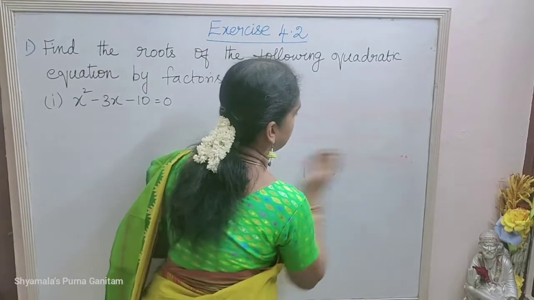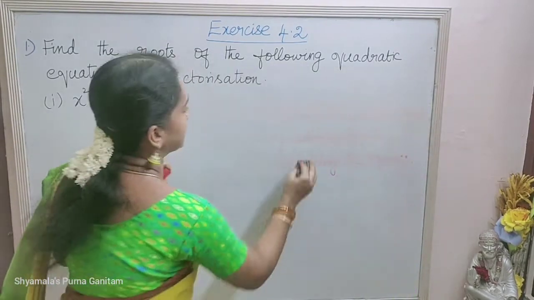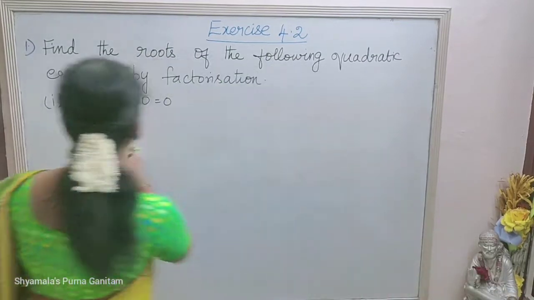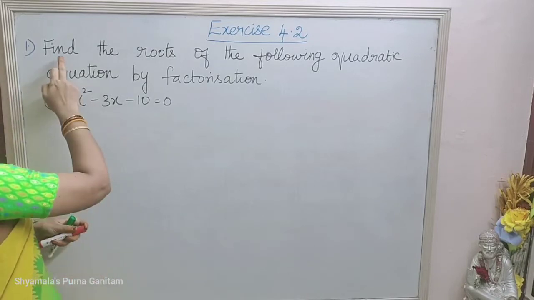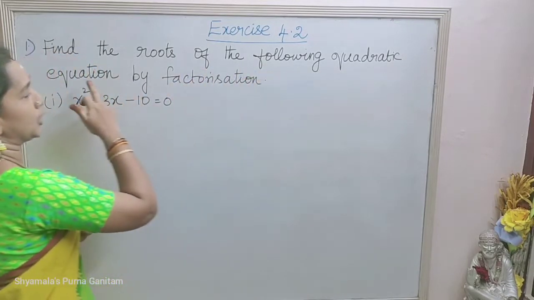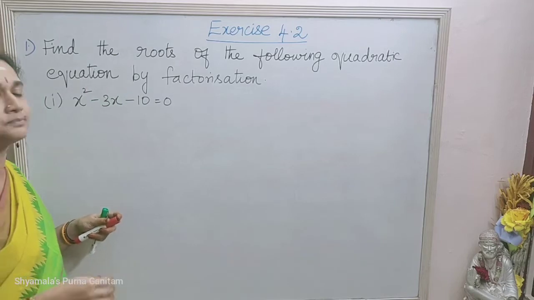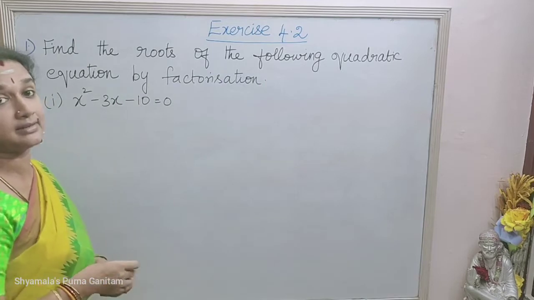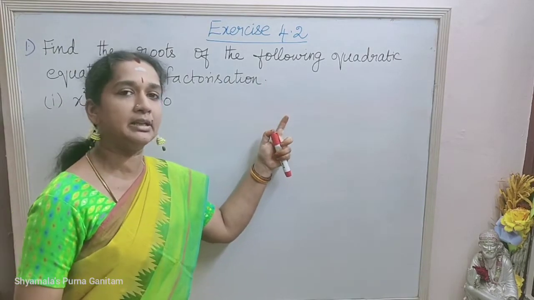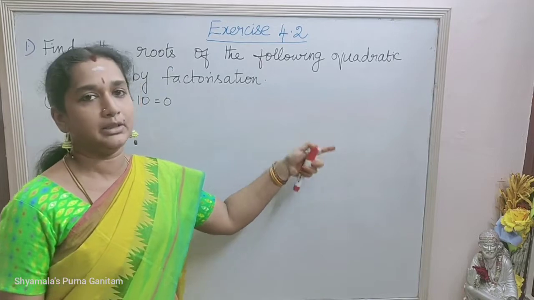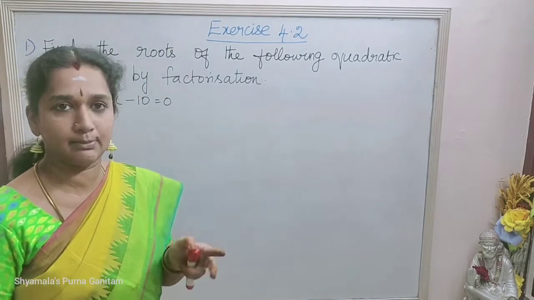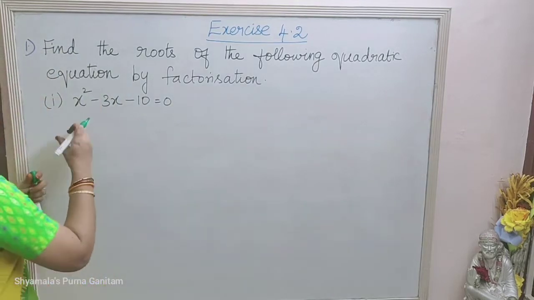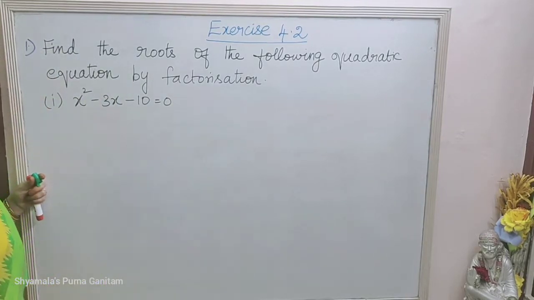The first sum I have written: x squared minus 3x minus 10. Find the roots of the following quadratic equation by factorization method. Roots are nothing but the factors. That method, splitting the middle terms, is otherwise called the factorization method. Both are the same. So here, x squared minus 3x minus 10 is equal to 0.